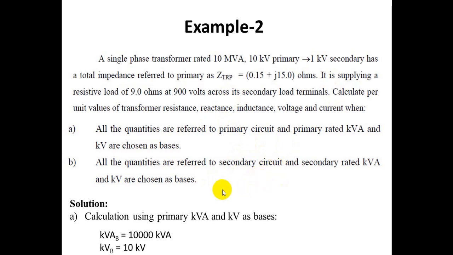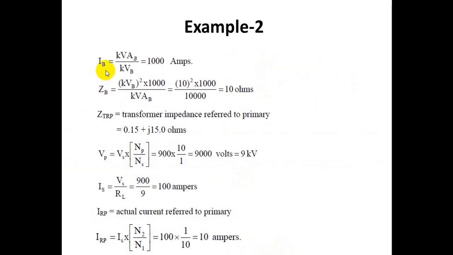Calculation for the first case, where we are using the primary kVA and kilovolt as base values. kVA base will be 10,000 kVA and kV base is equal to 10 kV, which is given in the primary parameters. In this case, the current base will be equal to kVA base over kilovolt base, which is 1000 amperes. Using the formula of Z base, kV base whole square into 1000 over kVA base, it is equal to 10 ohms, and the transformer total impedance referred to primary is equal to 0.15 plus j15 ohms, which is a given value.